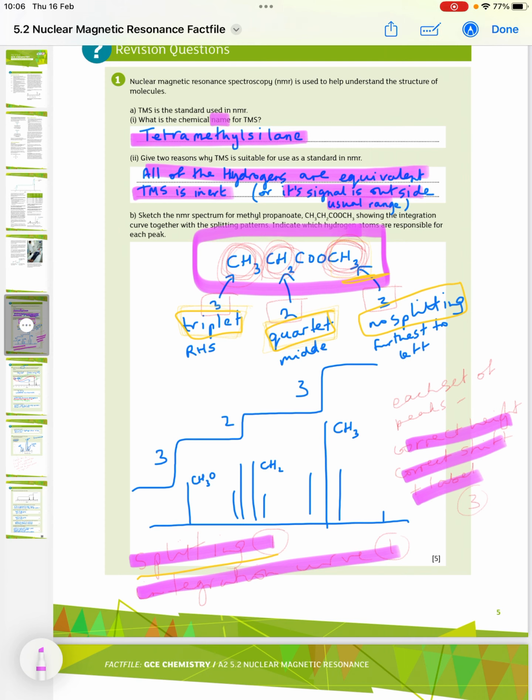So when we look at this, we have the CH3O peak going to be at the highest value, so the furthest to the left because it's de-shielded. Then we have the CH2 one, which is beside a carbon which has an oxygen on it, so it's going to be de-shielded a little bit. And then the lowest value is going to be from the methyl group in the ethyl chain. Okay, I hope that makes sense.